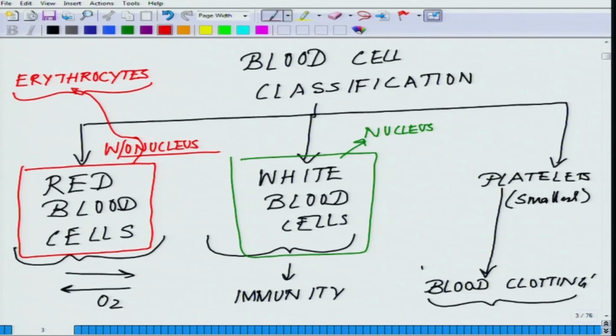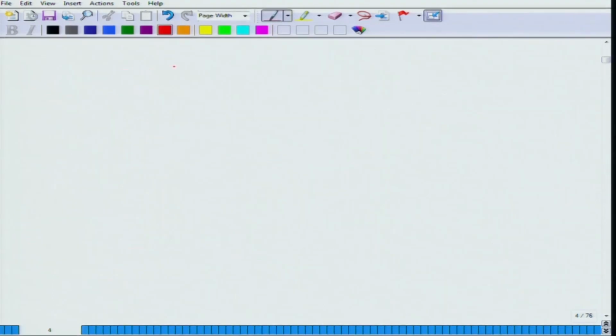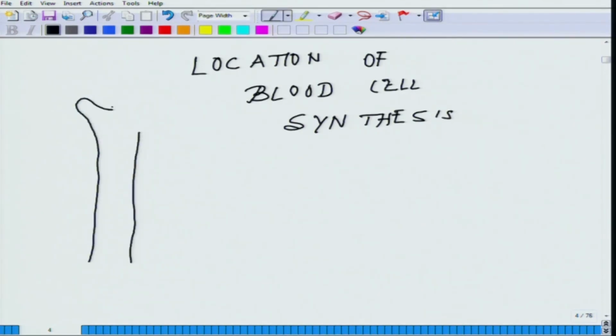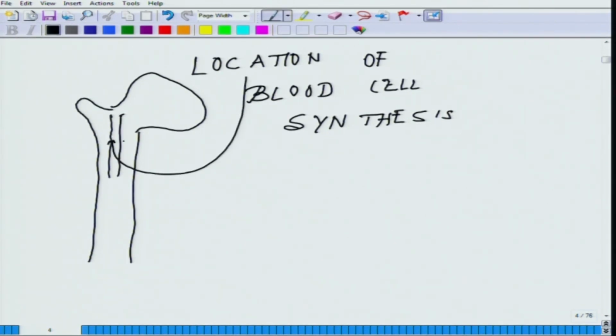So, one more thing which we have to discuss is the location where red blood cells are synthesized, the location of blood cell synthesis. So, basically the blood cell is synthesized in the bone marrow, something like this structure. Where is the marrow region? Somewhere deep inside, but basically the site of synthesis is out here somewhere.